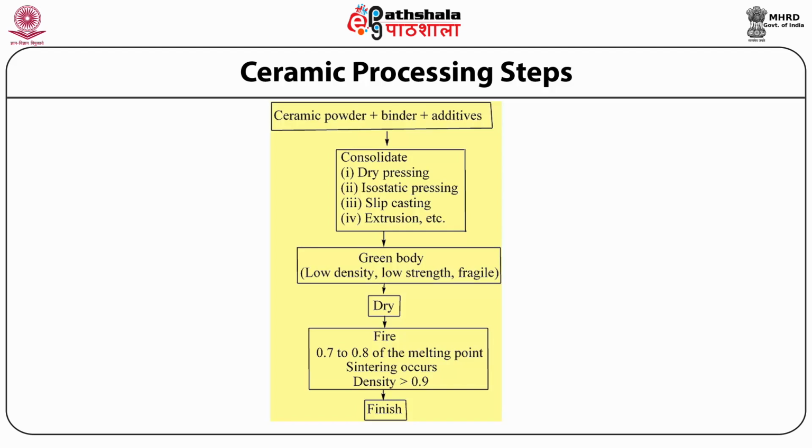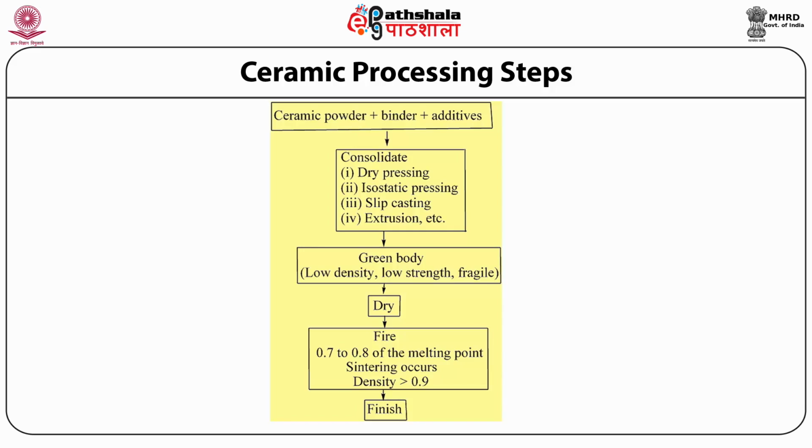As the relative density is less than 1, there is always some porosity in powder processed ceramics. Therefore, the final step in the processing may be some grinding and polishing of the sintered body to get the desired dimensions and finish.